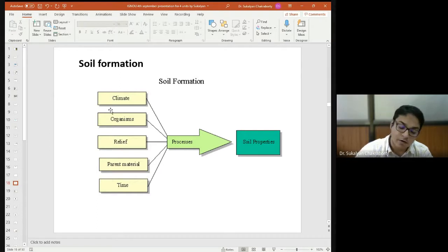Apart from that, organisms. Here we are talking about microorganisms as well as macroorganisms, plants and animals surviving over there, like what their excreta and shed parts are, which reach the land surface and are finally acted upon by the microorganisms. Relief means the gradient, the slope of that place, whether the top soil, that is the organic matter content of the soil, remains over there or flows down. What happens depends on the relief. Parent material is the rock, and time. Time is, of course, one of the reaction variables of the soil formation process. So finally, that determines what the soil properties will be.